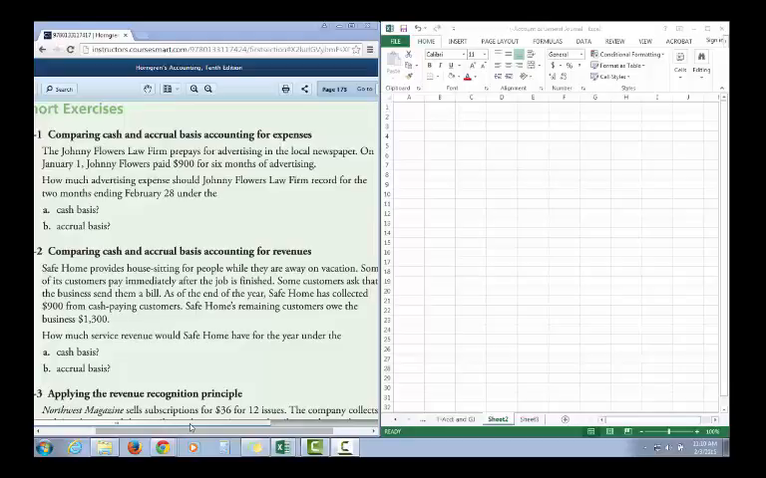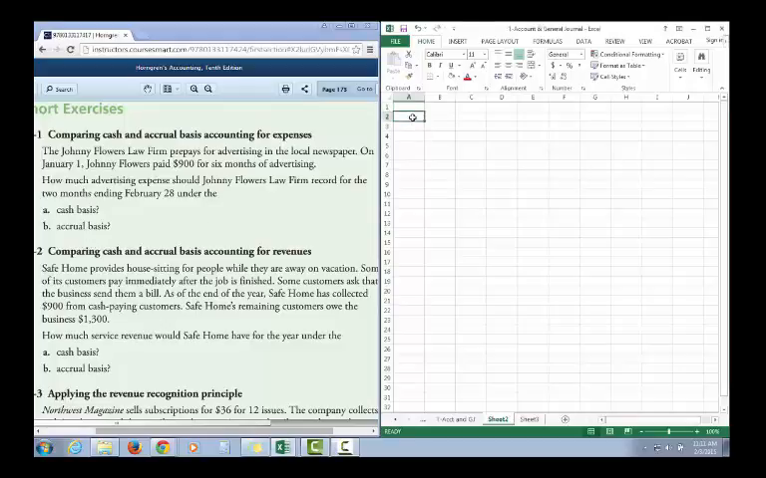E3-1. This is on page 173 of your text, and this is where we're going to compare the cash and accrual basis of accounting for expenses. In exercise 3-1, it says the Johnny Flowers Law Firm prepays for advertising in the local newspaper. On January 1, Johnny Flowers paid $900 for 6 months of advertising. How much advertising expense should Johnny Flowers Law Firm record for the 2 months ending February 23rd under the cash basis and the accrual basis?